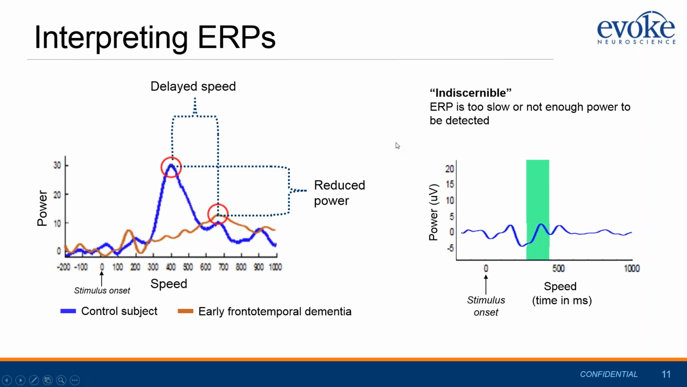Now, sometimes when you're reviewing ERPs, you might see an indiscernible result. That means the ERP was too slow or didn't have enough power to be detected. This example is a case of not enough power. Instead of seeing a flat line and then a big peak like we do over here in blue for our control subject, it just flatlines the whole way. So that's a case of not enough power. Sometimes we'll see a peak, but it's way far out here. That just means we can't even trust it's the right component because it's occurring too far away from where it should have.